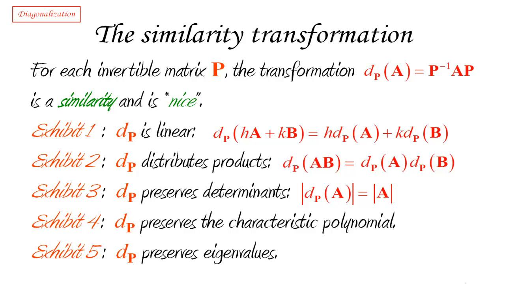Exhibit 5: this transformation preserves eigenvalues. Well, this is kind of easy. If it preserves the characteristic polynomial, remember the eigenvalues are the solutions of the characteristic equation, the roots of the characteristic polynomial. If the characteristic polynomial is the same, the eigenvalues are going to be the same, right? So nothing to prove here.